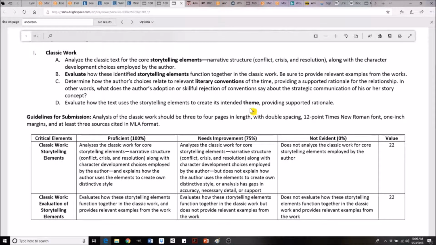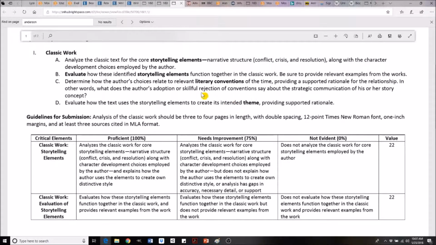Now, intended theme, it's not exactly a word choice that I like so much, because that means you know what the author intended for a theme. And in many cases, we will never know that. We can guess based on evidence and based on the time period. There's pretty likely choices and unlikely choices.